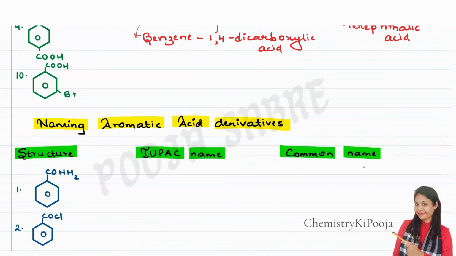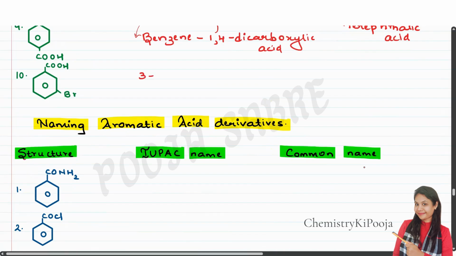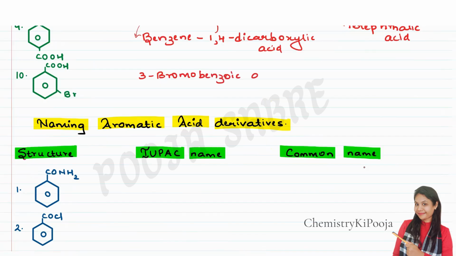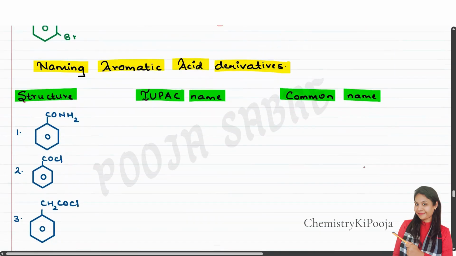Now over here we have Br and COOH group. So I'm going to put it as a 3-bromo. This is 3-bromobenzoic acid, right? And of course, for the naming over here, you need not put the common name. As I said, it is not necessary that each and every structure will have a common name. Okay. Now let us proceed ahead with aromatic acid derivatives.